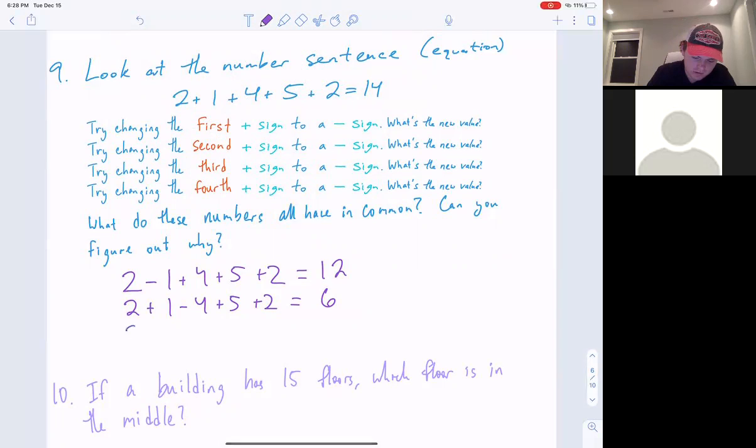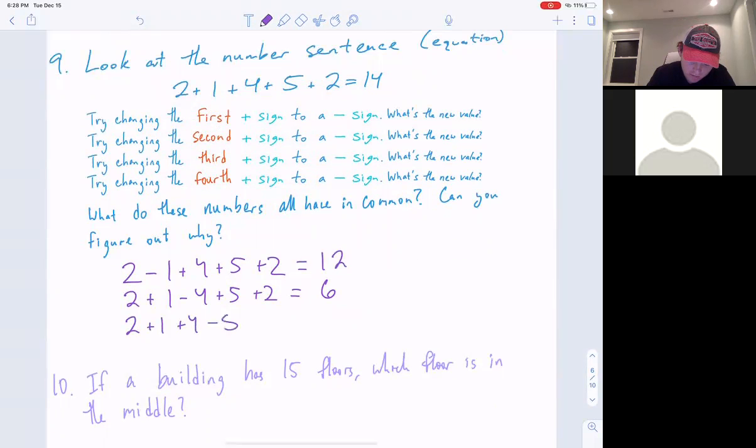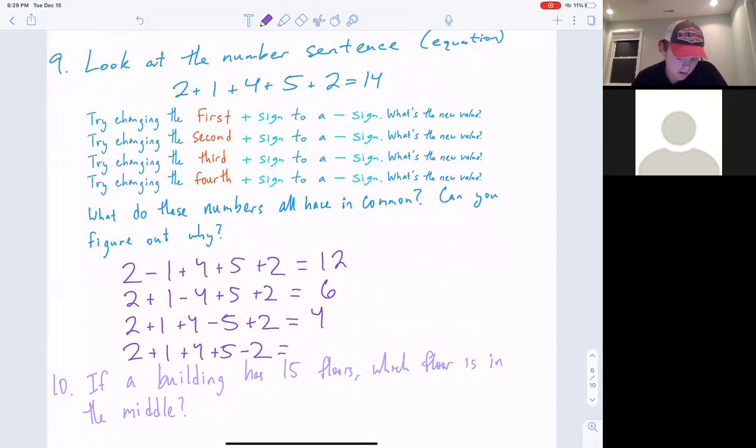And then we have 2 plus 1 plus 4 minus 5 plus 2. So 2 plus 1 is 3, 3 plus 4 is 7, 7 minus 5 is 2, and 2 plus 2 is 4. All right. And then if we change the last plus to a minus, we get 2 plus 1 plus 4 plus 5 minus 2, which would be 2 plus 1 is 3, 3 plus 4 is 7, 7 plus 5 is 12, 12 minus 2 is 10.